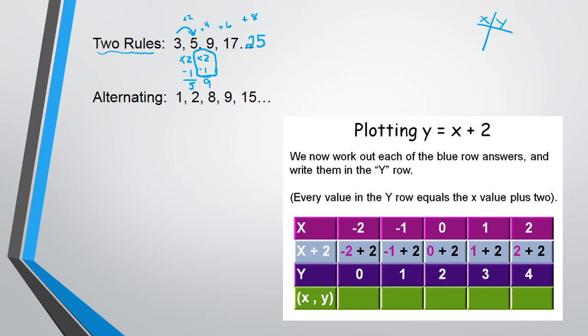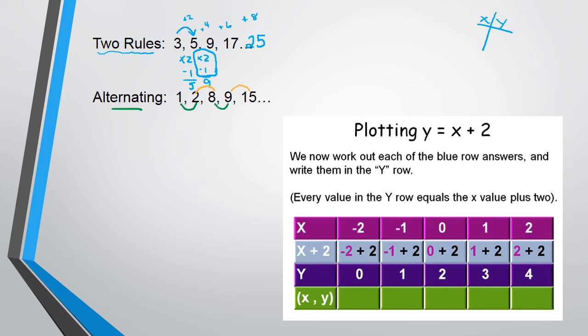In the next example, it's alternating. So they're going to do something to the 1 to turn it into a 2, and then they're going to do something completely different to the 2 to turn it into an 8. And then they're going to go back to the green rule, and then up to the top. So let's see if we can figure this out.